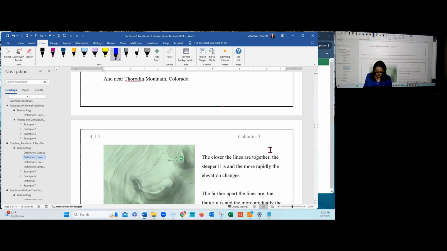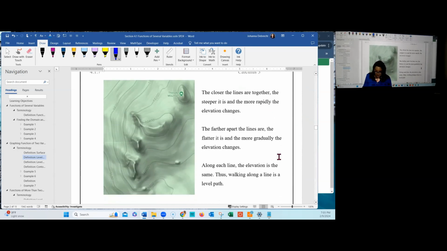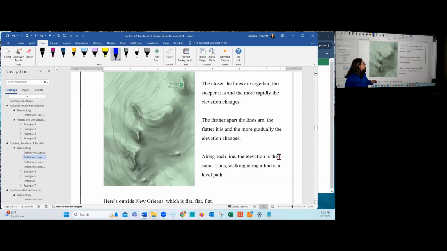Here's another mountain in Colorado. This is Thoradin Mountain. And one of the things that you can tell about these graphs is as the lines get closer together, what that indicates is that the elevation is changing more rapidly, which means it's steeper in that location. When the lines are further apart down here on the bottom right, then there's less elevation change, so the ground is flatter, all right? Walking along the same line means that you're walking on a flat surface at that elevation.